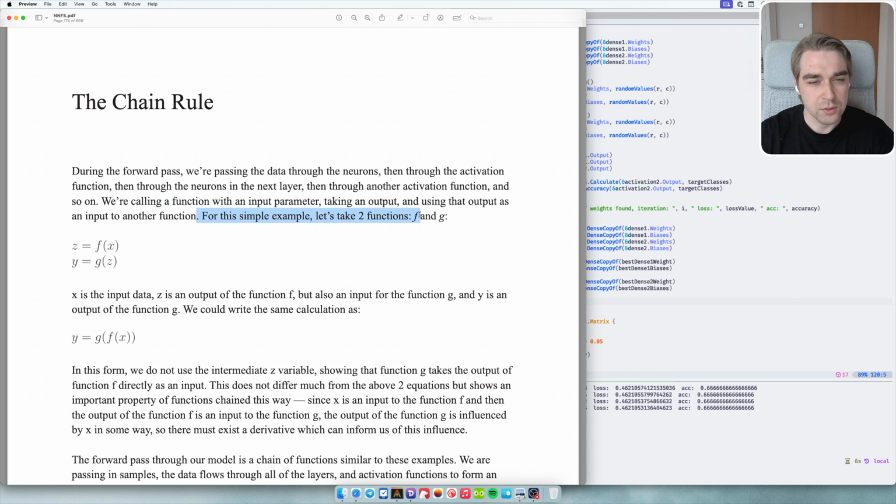For this example, let's take 2 functions f and g. The y value is function g from function f from x. So x is the input data, z is the output of the function f, but also an input to the function g, and y is the output of this function. We can write the same calculation like this, so it looks like the neural network. The x is our input, for example, the first layer, then the second layer, something like this.